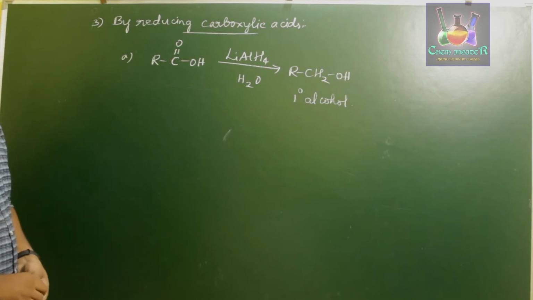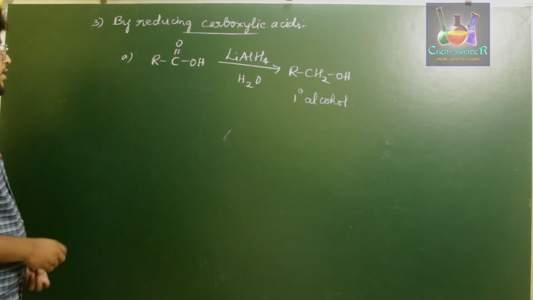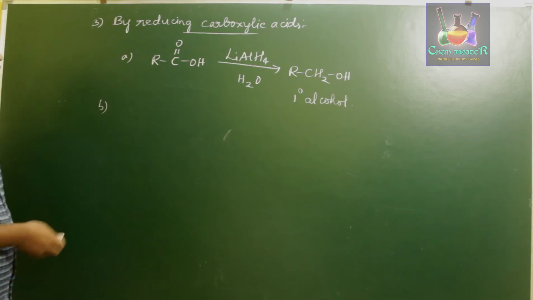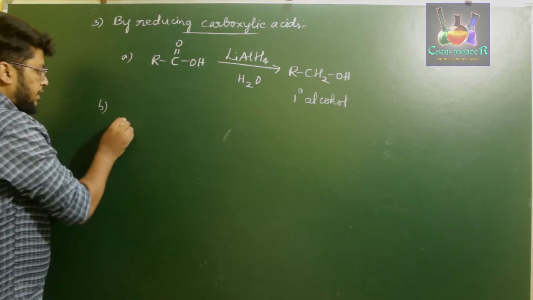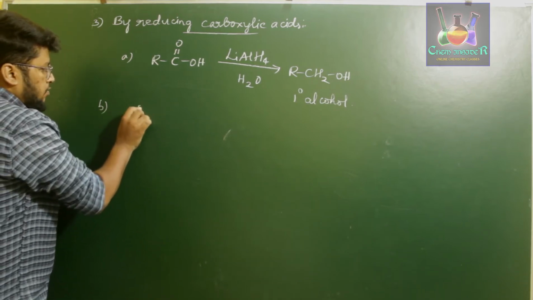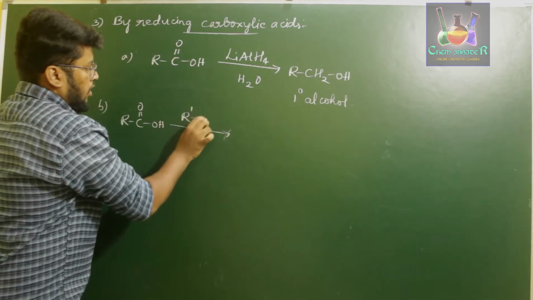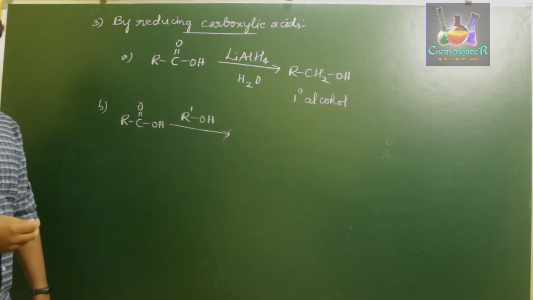But usually what happens is, lithium aluminum hydride is not a cheap reagent. It is very costly. So what we usually do is, we use a different process in order to prepare alcohol from carboxylic acid, in which first we treat a given carboxylic acid with a known alcohol, for example ethanol or something like that. So let us say RCOOH is treated with an alcohol R prime OH, where R prime is an alkyl or aryl group.